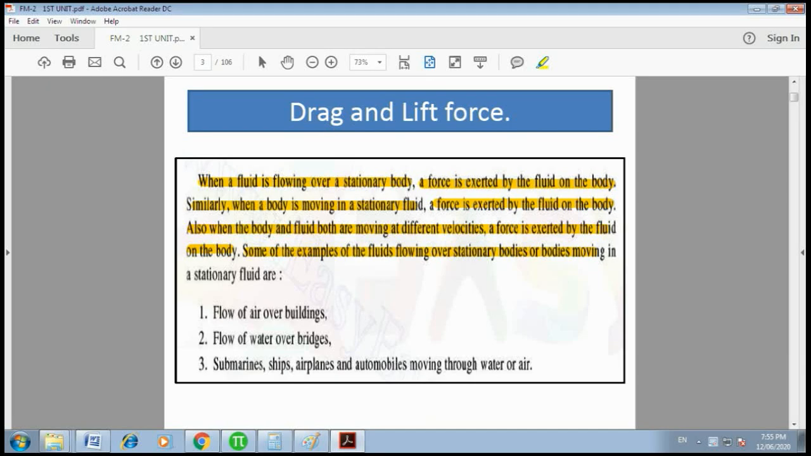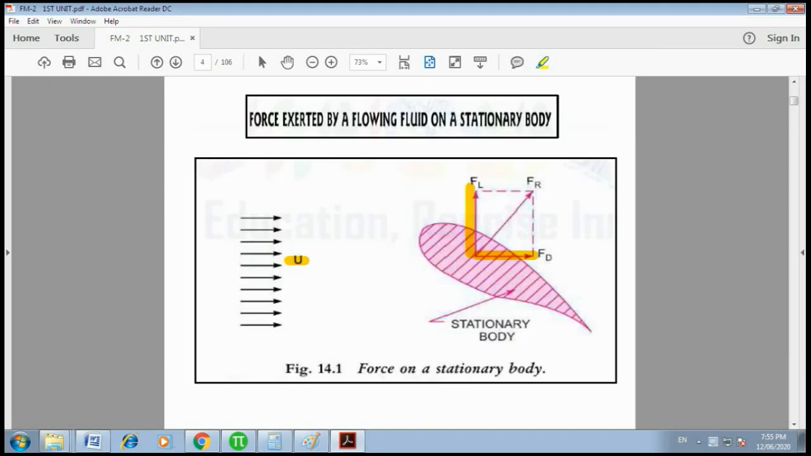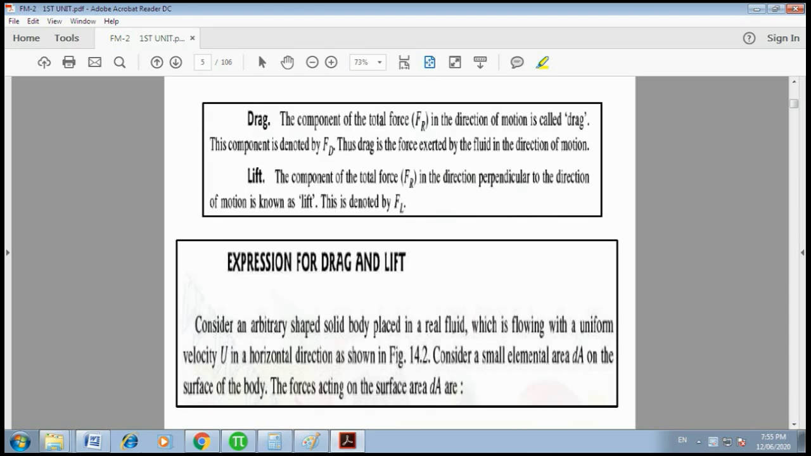Now we are going to see the expression, that is the derivation, for drag and lift. These are the technical definitions. The component of the total force Fr in the direction of motion is called drag, that means the horizontal component. This component is denoted by Fd. Thus the drag is the force exerted by the fluid in the direction of motion, that means the horizontal direction.